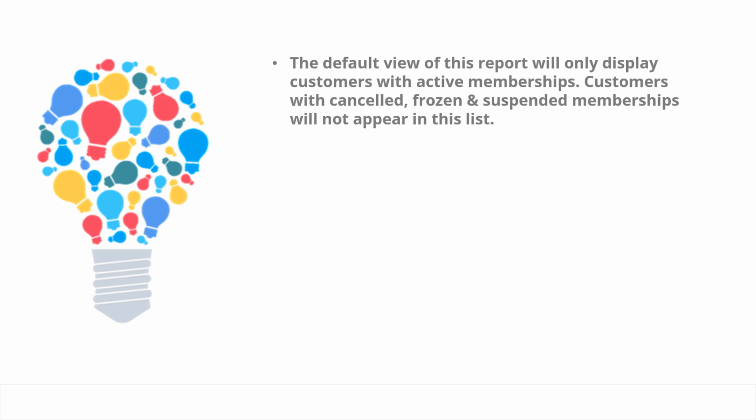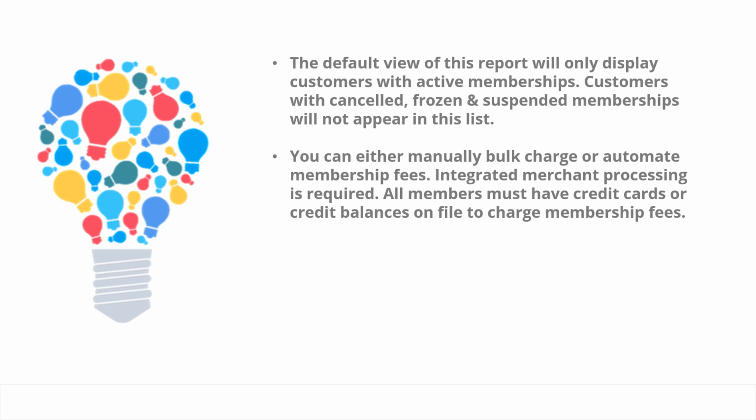The default view is only going to show you customers with active and current memberships. If the memberships are suspended, canceled, or frozen, they won't appear in this default view. Integrated merchant processing is required to bulk charge members using this report. Customers must have credit cards or credit account balances on file to be charged membership fees as well. Customers without payment information on file can't be charged.